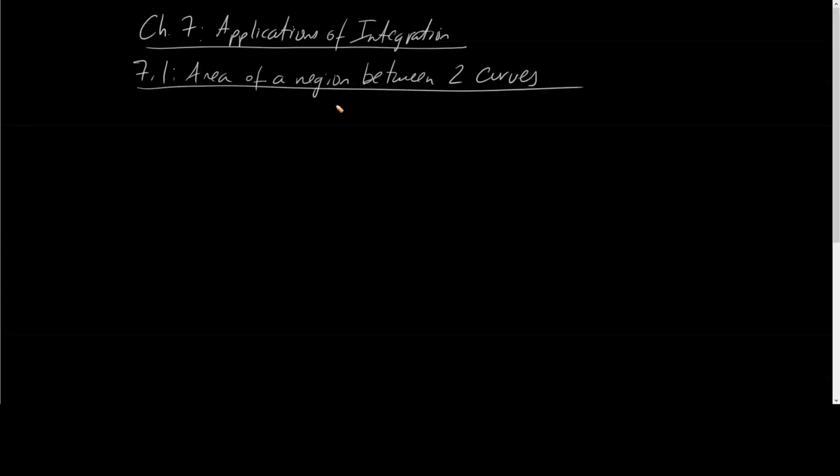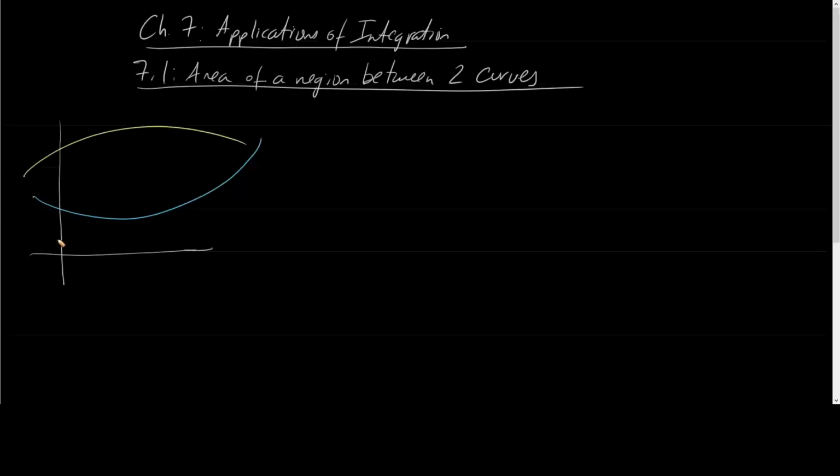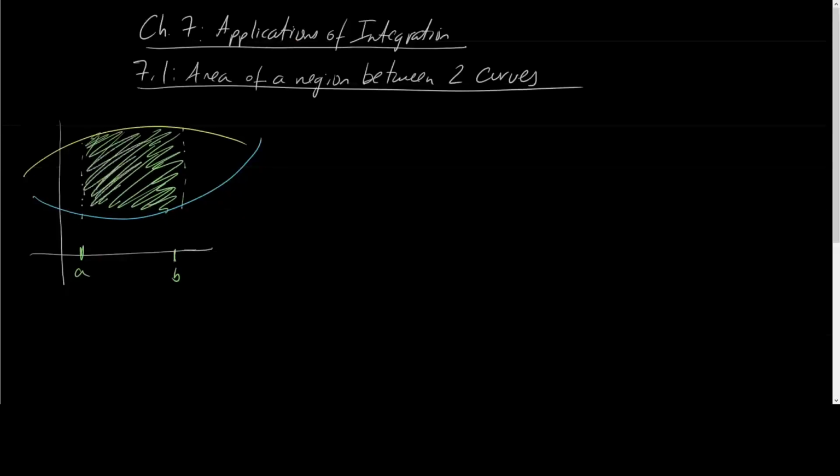All right, so here we go. So let's say that I have two functions, right? I have this function here, and I've got this other function over here, something like this, right? And what I want to do here is find the area in between these two curves, in between A and B. All right, so I want to find out that area that I'm shading in green.